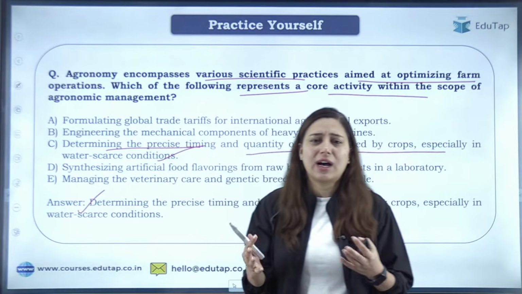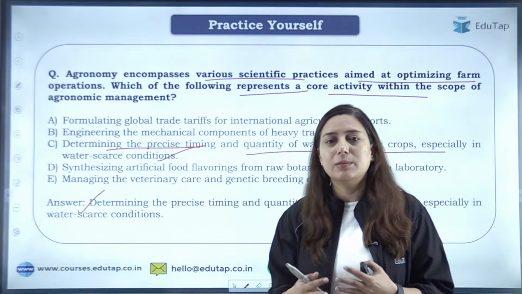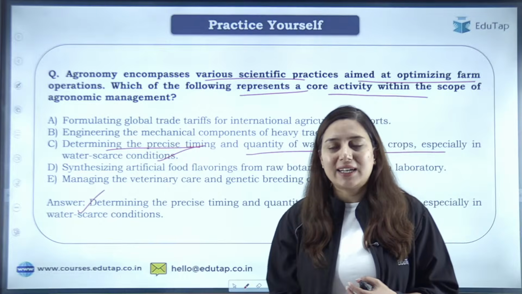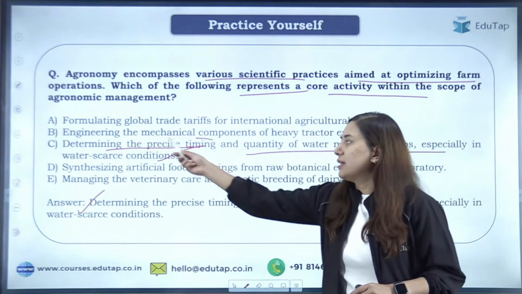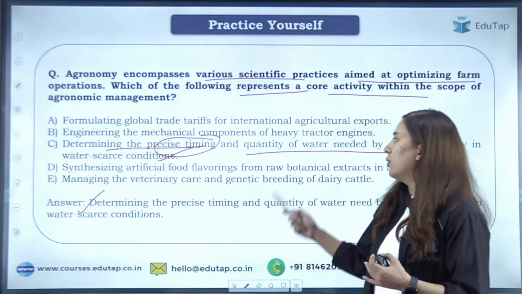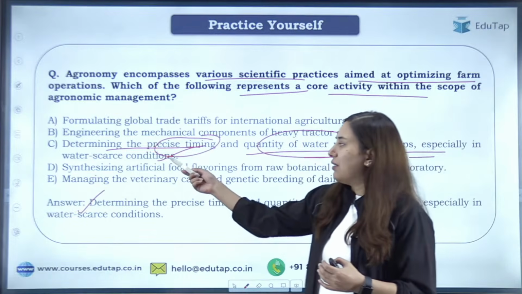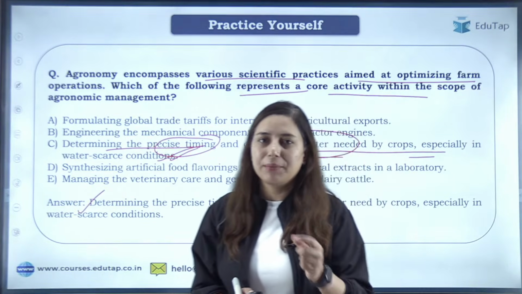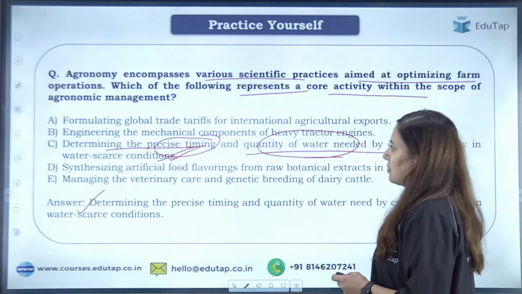So basically it's asking you about the scope of agronomy. In agronomy we learn about field crops and their cultivation, how we cultivate them, what practices to use for cultivating these crops. So we know what is the exact time to grow a crop, what is the amount of water required by the crop, right? And if we have dry land conditions, especially, we can manage the crop in a good way. Okay, so that is the answer for the question that I gave you yesterday.